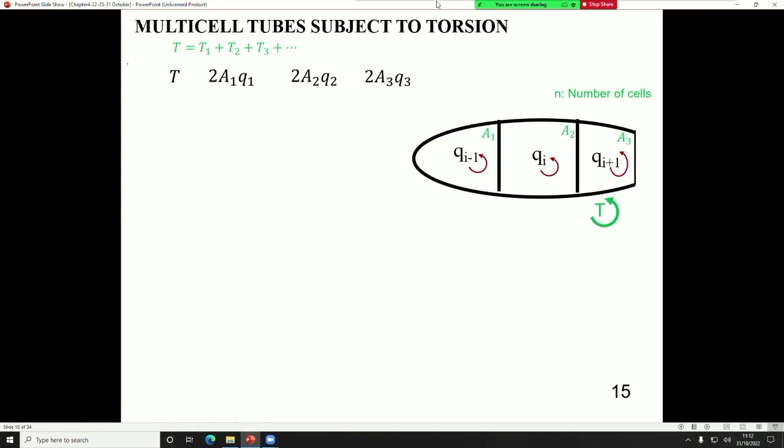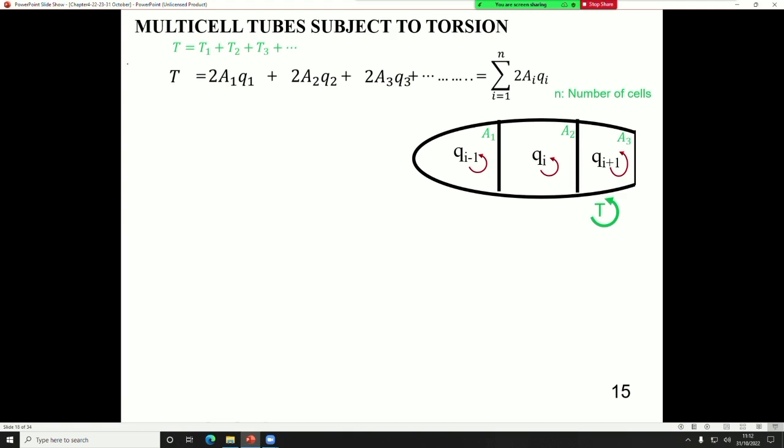The external torque is equal to the summation of these resisting torques. Or I can write it as the summation over the number of cells of 2AiQi. At the moment, what you see in this equation is equilibrium. We have so many unknowns that we cannot just use the equilibrium equation to solve it. We're going to add the compatibility equation to the equilibrium equation to have enough equations to solve the problem.